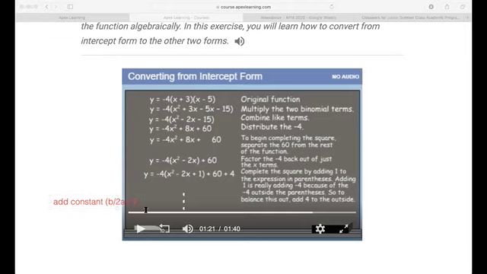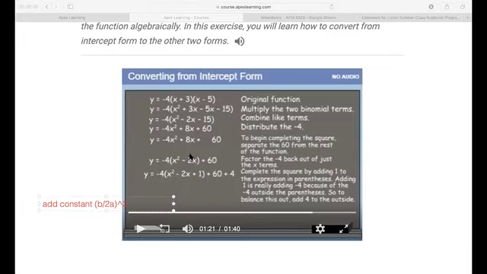So if we look at this example, b is 2. So 2 divided by, our a value is 1, so 2 divided by 2 is 1. And 1 squared gives us 1. So we add a 1 to both sides.